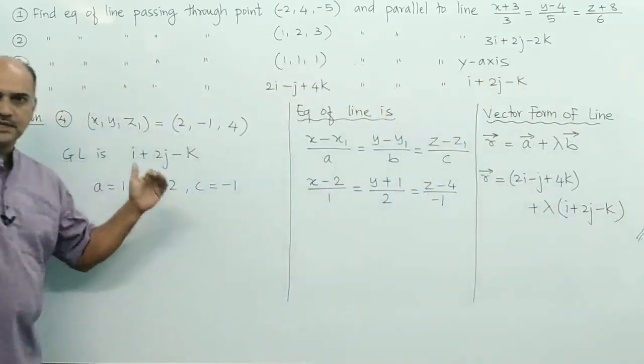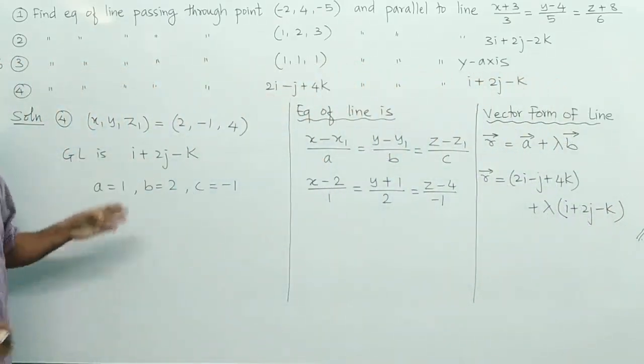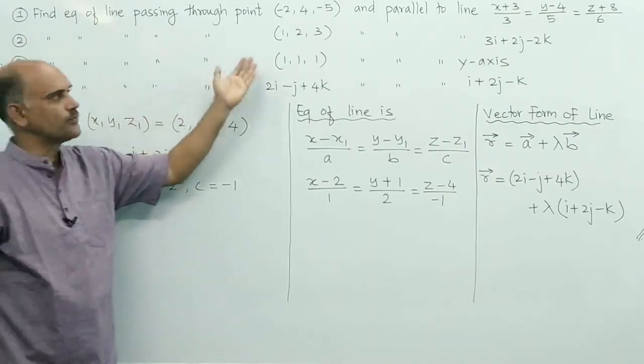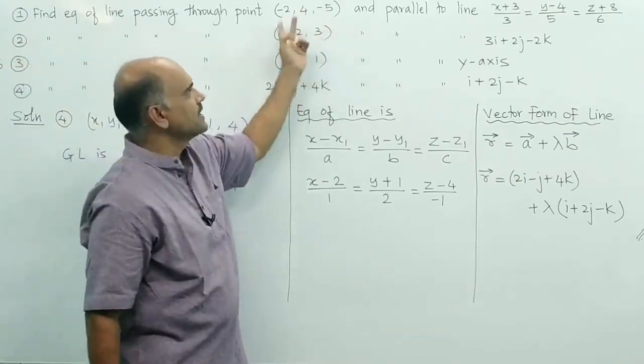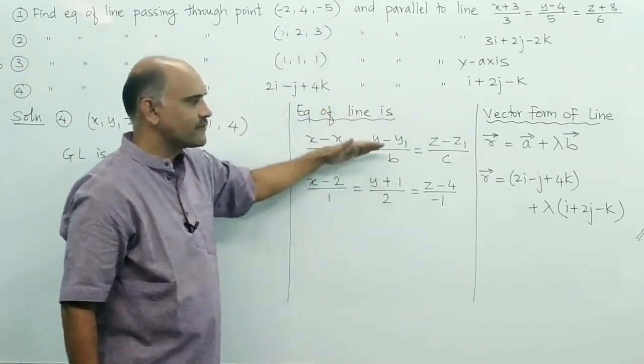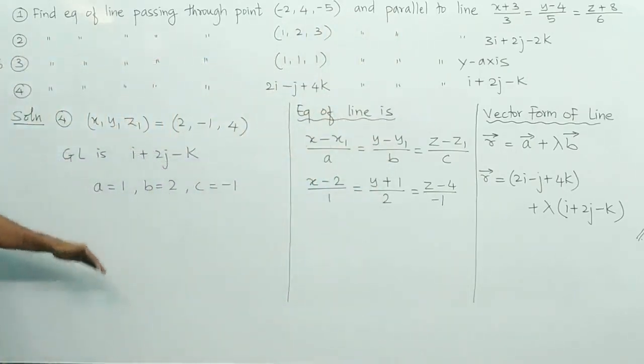Clear, students? Then next we will see the equation of a line passing through 2 points. Instead of parallel, he will give 2 points. Just the equation or formula changes. Next we will see that.